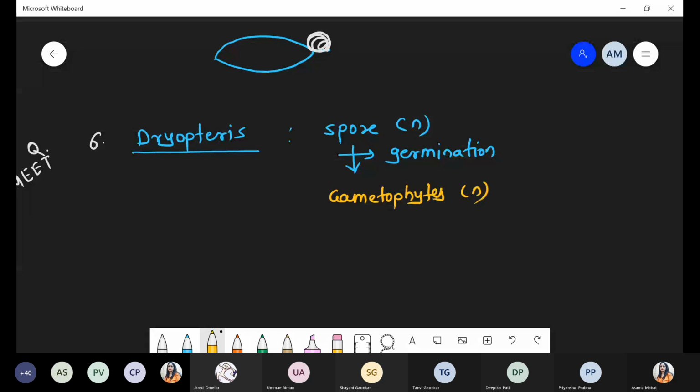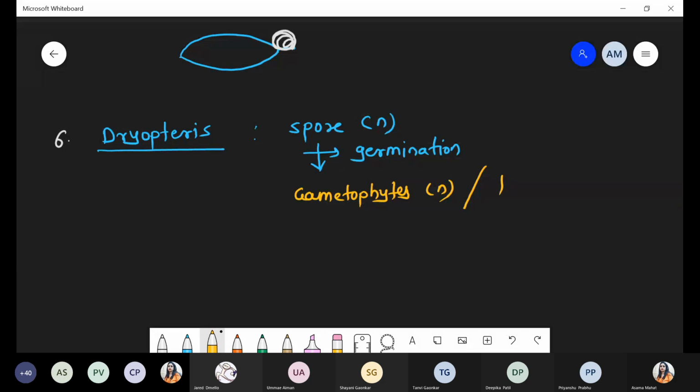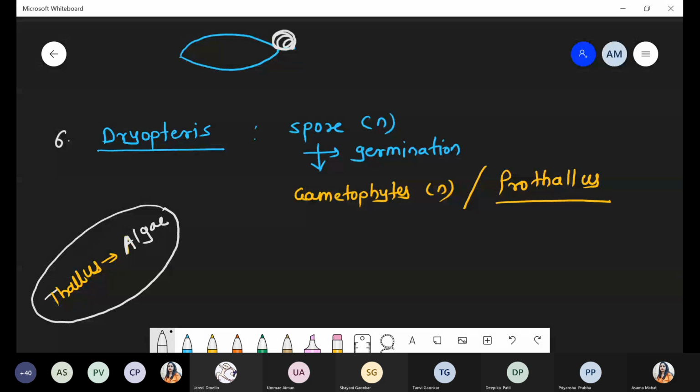But this gametophytic body has an alternate name. It is also called the prothallus, which is very unique and only present in the case of dryopteris. Please remember this point. Humne pehle discuss kiya tha thallus structure. Thallus means the body organization present in algae. That's why algae are also called thallophyta, because algae are lower plants with very simple body organization, and such body organization is simply called thallus. Ek minute iski regarding.